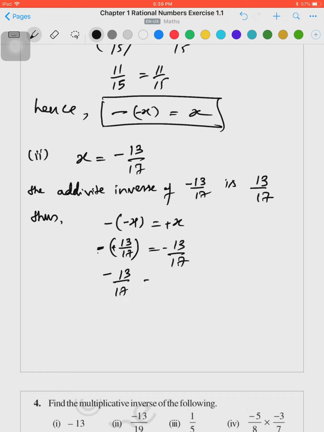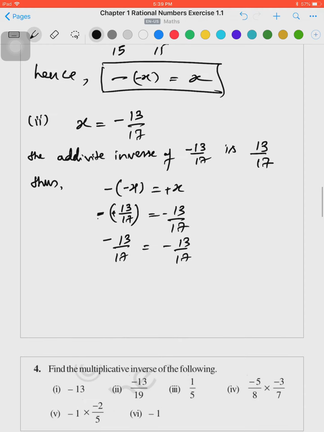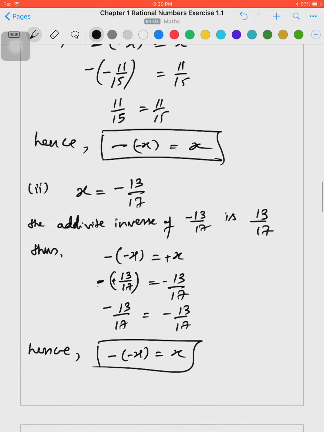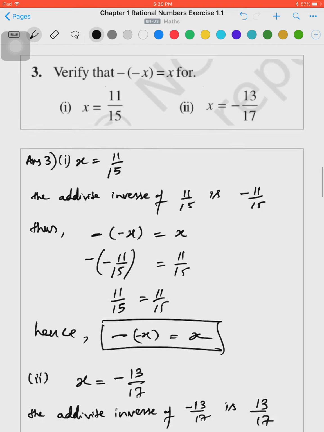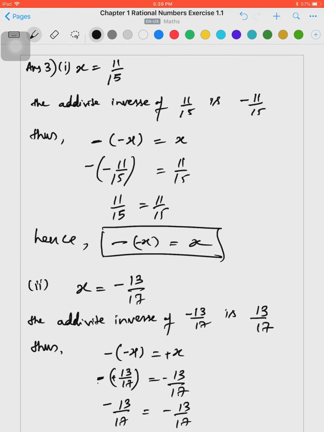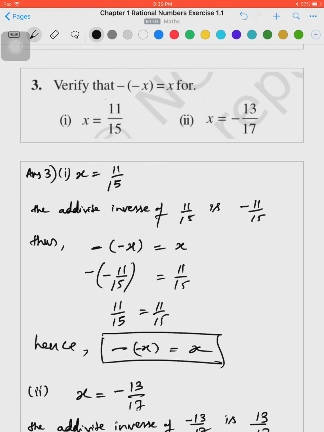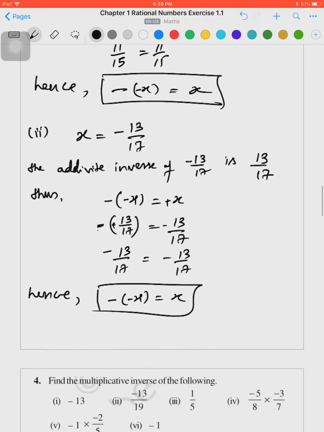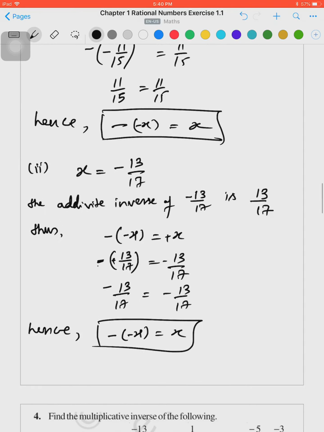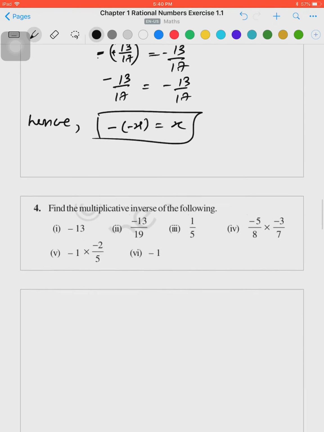Minus equals to minus 13 by 17. So on both sides we have equal, hence minus of minus x is equals to plus. Okay, that's how we can verify these two numbers. First find the additive inverse, then put that in this given equation. You will find that both the right hand side term and the left hand side are equal. Hence we have proved this formula.